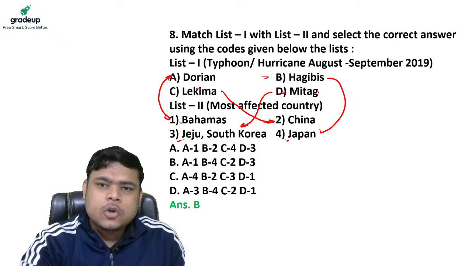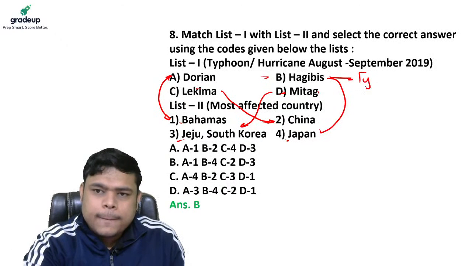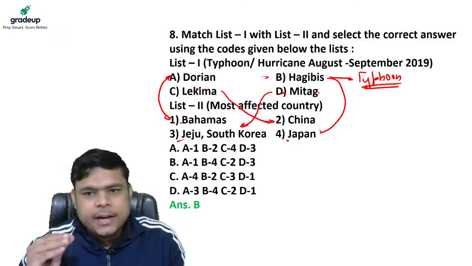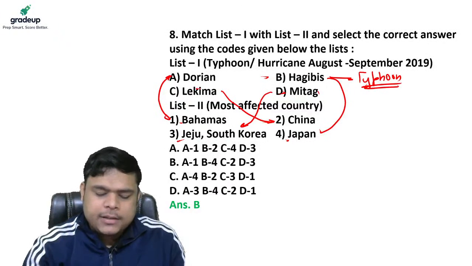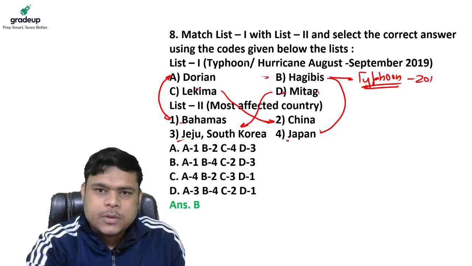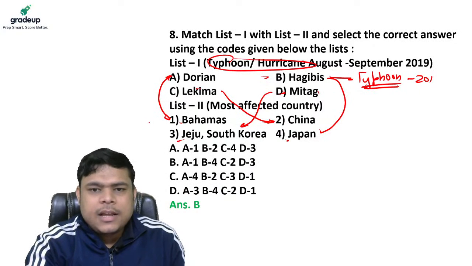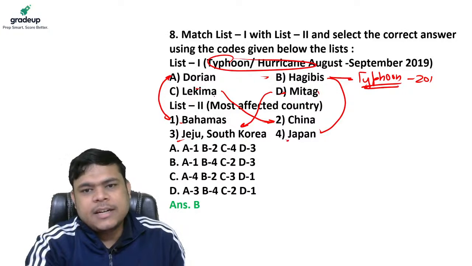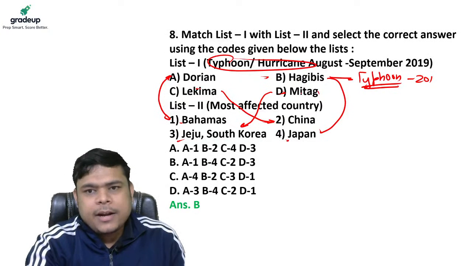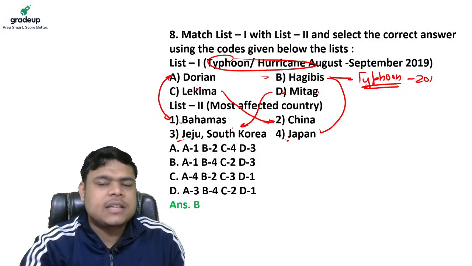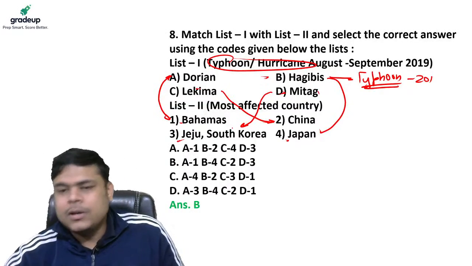Now, this Hagibis is also a typhoon, my dear friends. You know that it hit the Japan area. Now, this was in 2019. As you can see, typhoon and hurricane are written here also. And Lekima is also a typhoon, my dear friends, that came to China. And Mitag is also a typhoon that hit the South Korean peninsula. Fine. So let's move forward now.